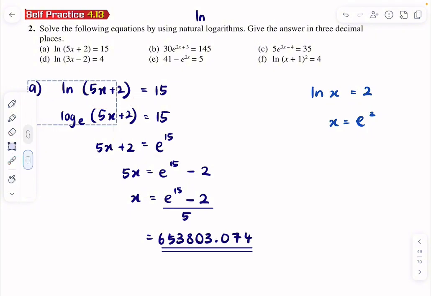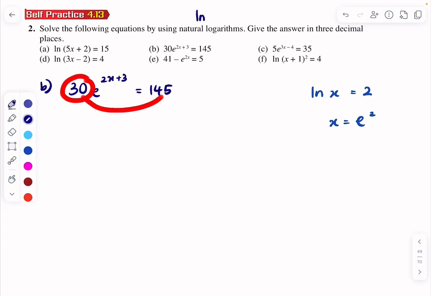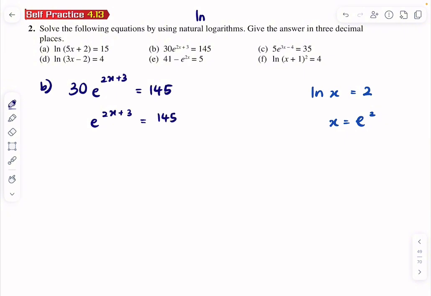Alright, let's look at B. B is a bit different. We have 30 e power (2x + 3) equals 145. So first let's bring this 30 over this side. So we get e power (2x + 3) is 145 over 30. Now we want to bring this down, so we are doing the opposite of this way. Let me just do it again.